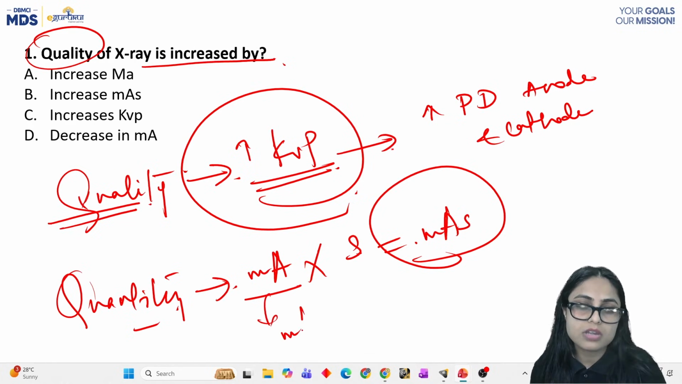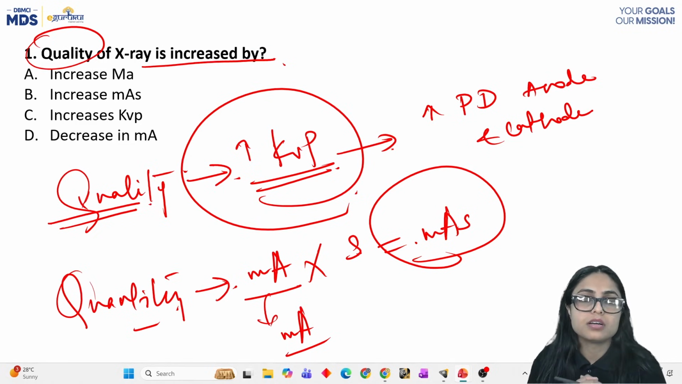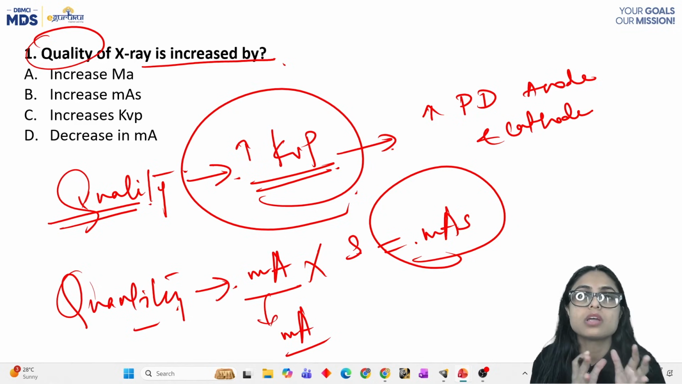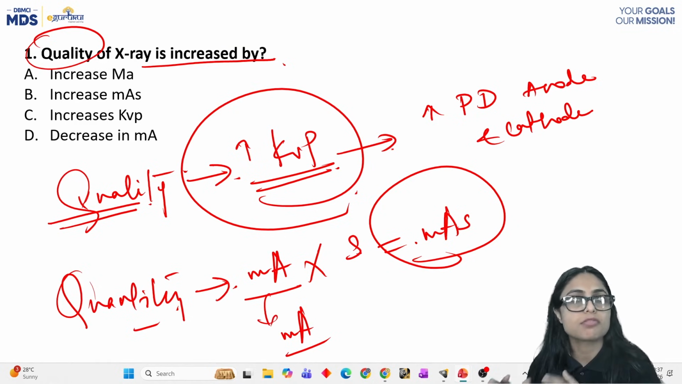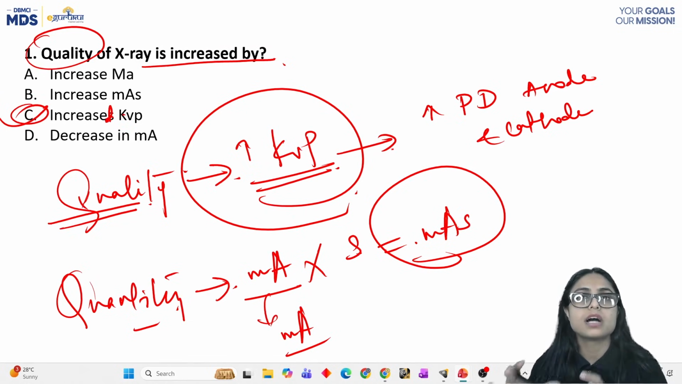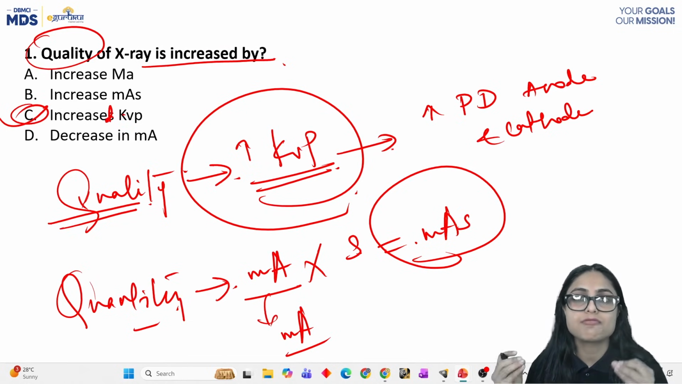Otherwise, if you have only MA, that is milliampere, in the option that is a current, then you can go for the milliamperes as your correct answer when asked about the quantity of the X-ray photons. So here what is your answer? Option number C, increased kVp will give us good quality of X-ray photons.